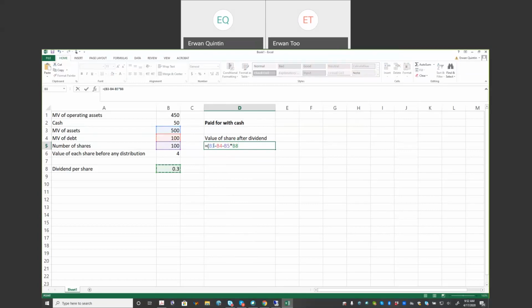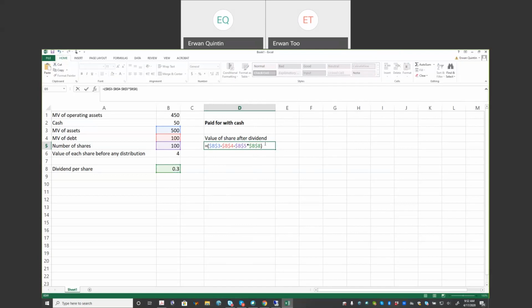And by the way, while I'm here, let me be disciplined and put some F4s on all that stuff. Not that it's going to be strictly necessary here, but as we know, it's a good habit. Okay, so this is the market value of my assets after I pay the dividends. Of course, the market value of my asset has gone down. Why? Because I've used up some of my cash. The cash was inside the corporation before. Now I'm going to return it to shareholders. And so that's it. Of course, minus B5 times the size of the dividend.